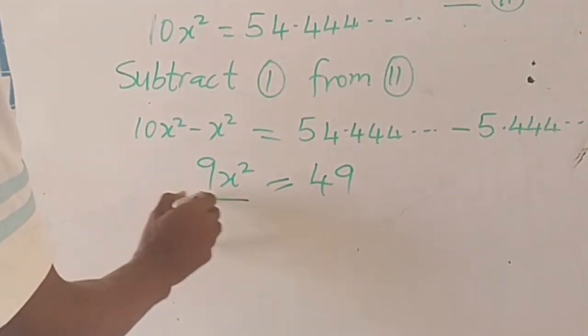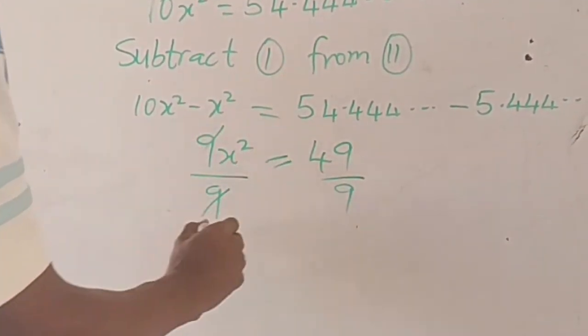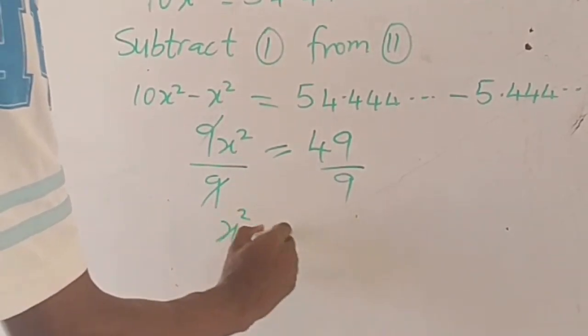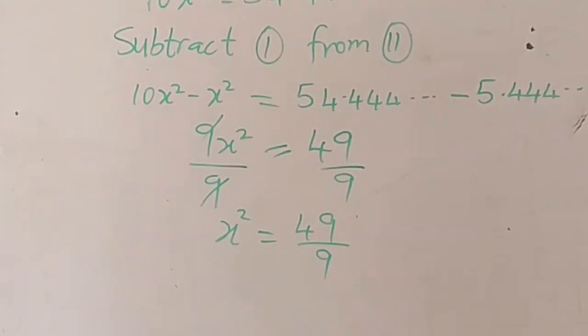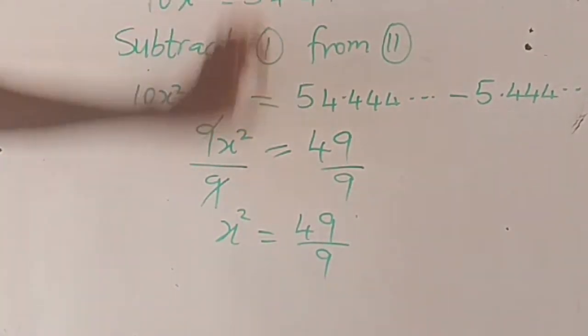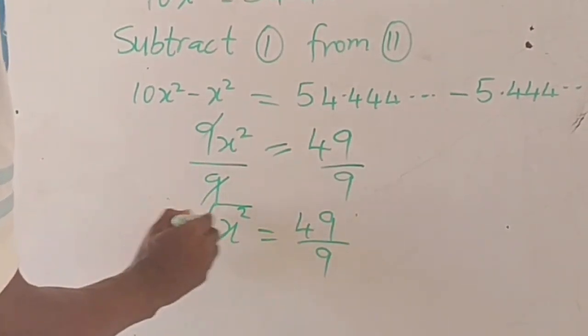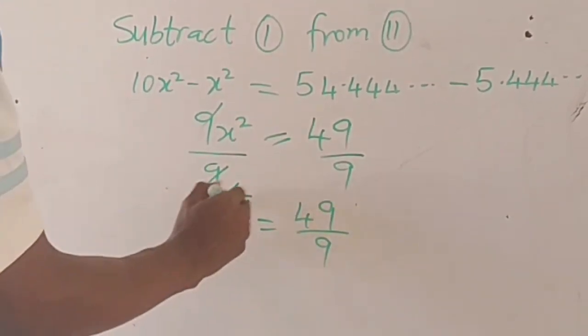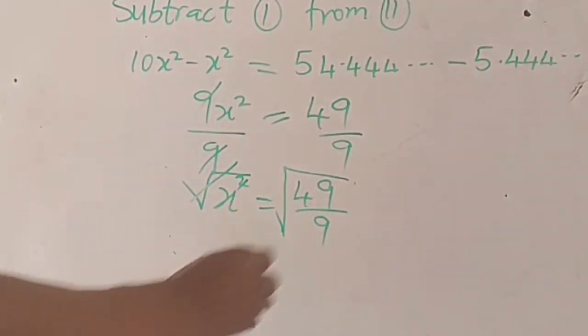So we can divide both sides by 9. So 9 will cancel out 9. We have x squared is equal to 49 over 9. And here we have to find x, because x is the square root, not x squared. So to do this, we can easily take the square root of both sides. The square will cancel out the square root, and we have the square root of 49 over 9.